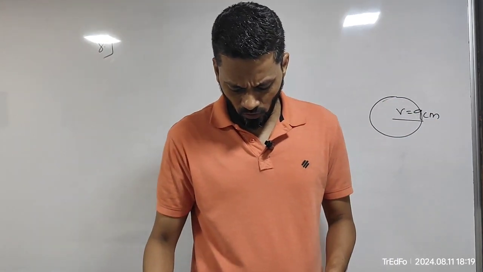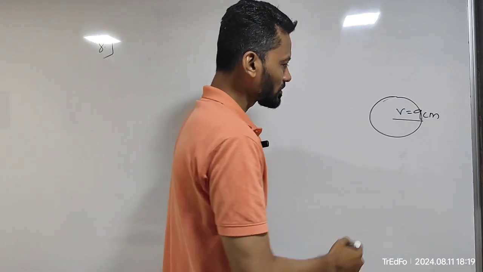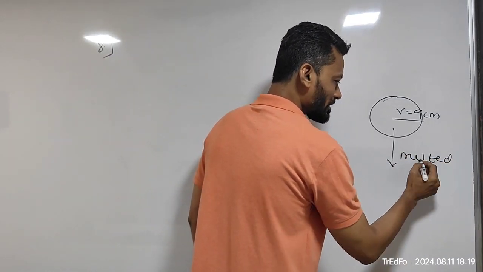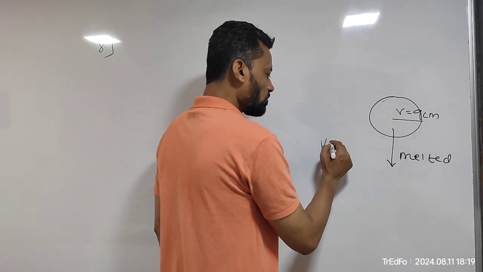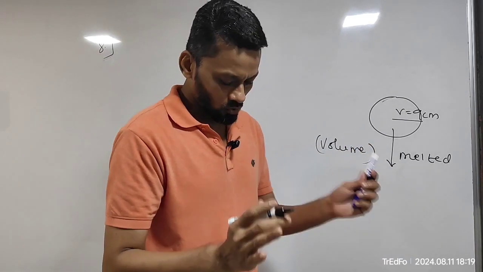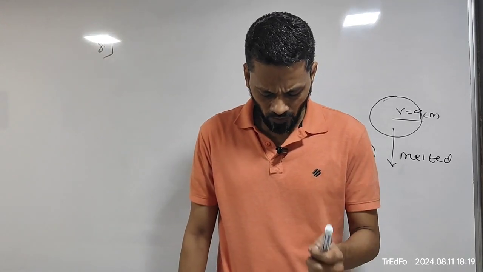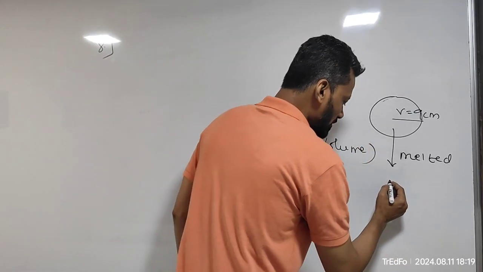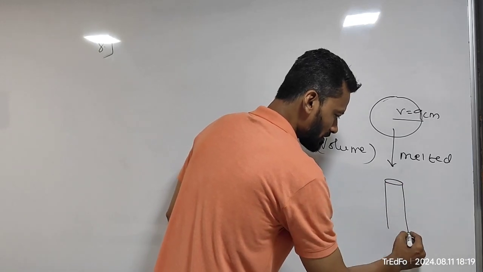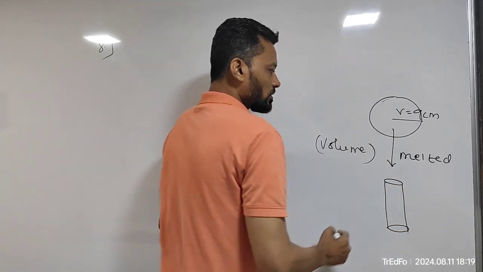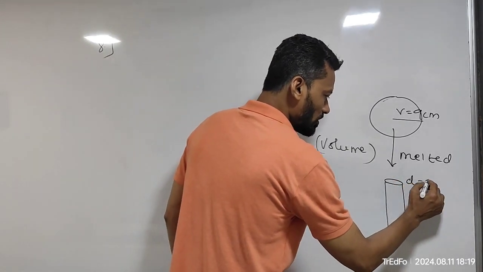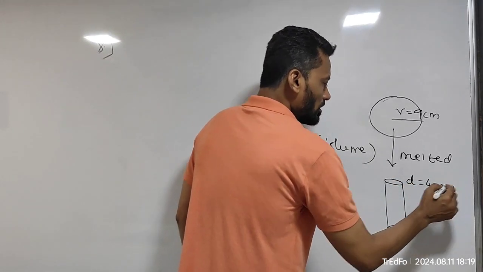It was melted to make a wire of diameter... So they said again melted. Can you see this? Again and again when they say melted, they mean to say volume. Nothing else. Melted means volume. And they are making a wire of diameter 4 millimeter. That means they are transforming it into a wire something like this. The diameter is given as 4 millimeter, so small d is 4 millimeter.